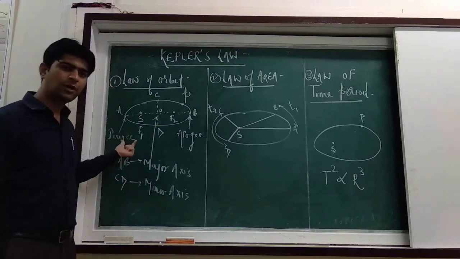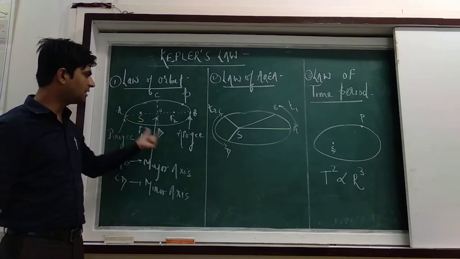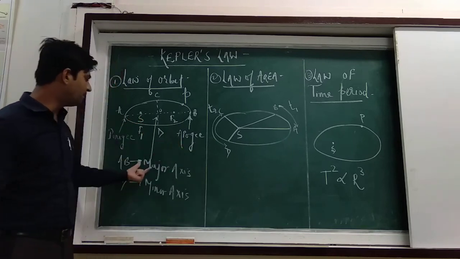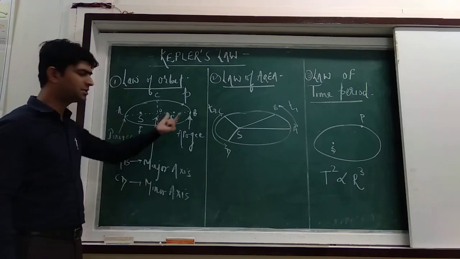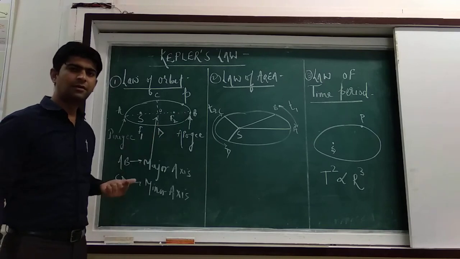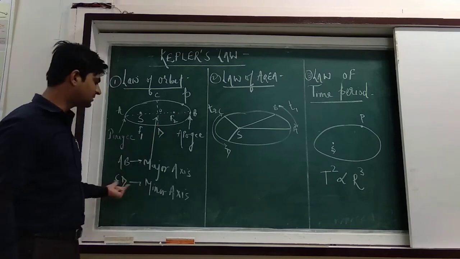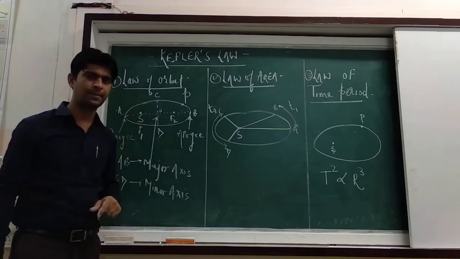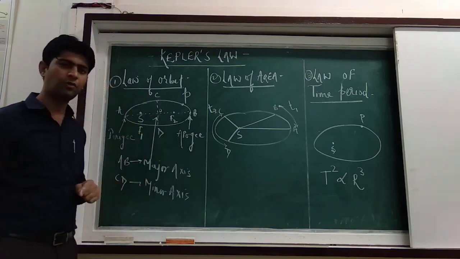Perigee is the closest point of the orbit with respect to the sun. Apogee is the farthest point on the orbit from the sun. The major axis is the largest distance that can be plotted between the oppositely plotted pairs of points, and CD is the minor axis, which is the shortest distance in this orbit. So this is what we call the law of orbit.